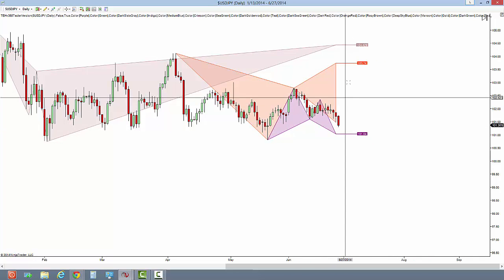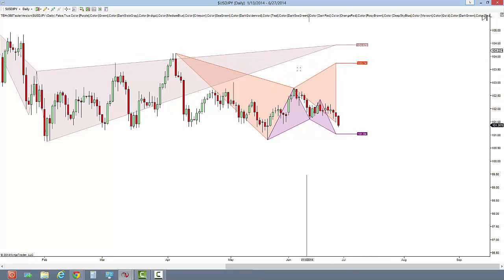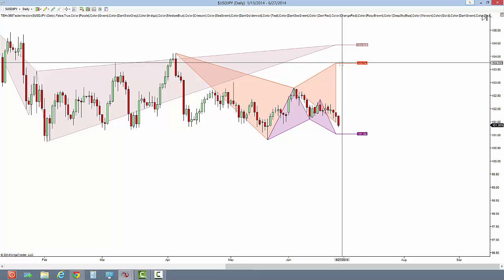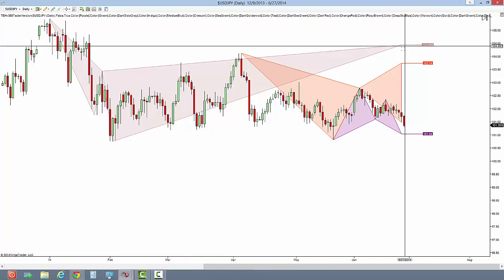If we happen to reverse here and go back north at 103.70s, we're going to see a bearish bat pattern, which is going to be a selling opportunity for us. And then there's actually a really big Cipher pattern up here, a little higher at 104.42s.